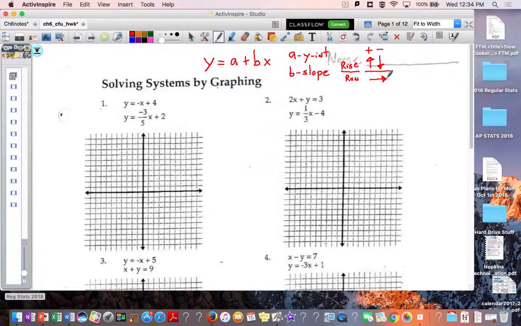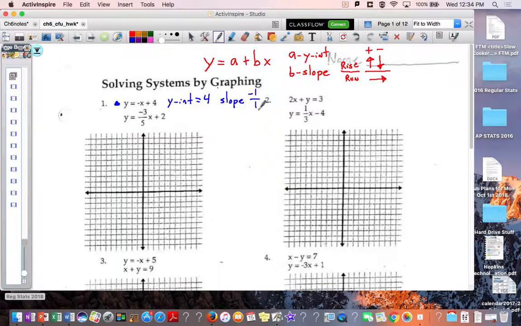So when I look at this first one, I'm going to switch colors for a second. I'm going to graph this one in blue. What I want to do is identify my y-intercept. The y-intercept is at 4. My slope is -1. I like to always write it as a fraction, because then I'm going to rise -1, meaning go down 1, to the right 1.